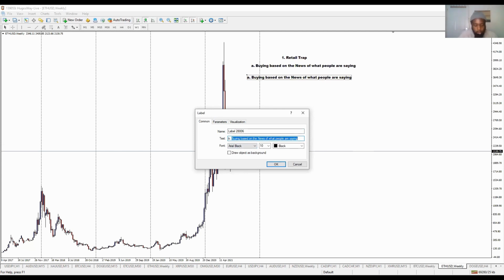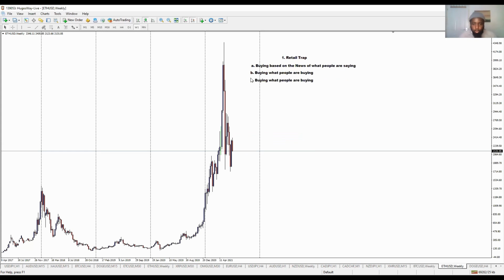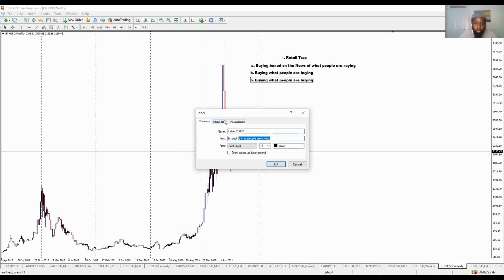Buying what people are buying. And this is more important, and this is the biggest key because right now it seems as though we are in a crypto bear market. And this is the most important one why you need to have technical analysis. Selling when people are selling or bad news comes out.